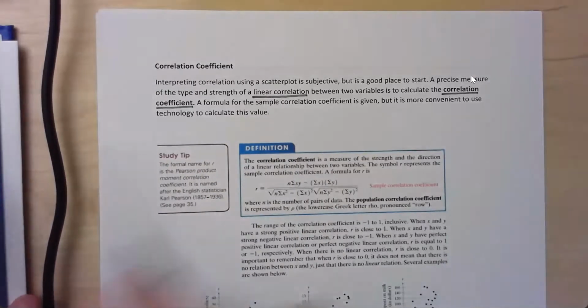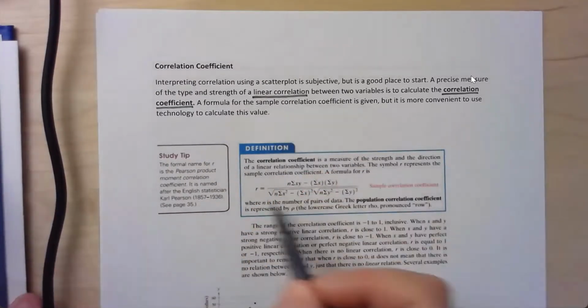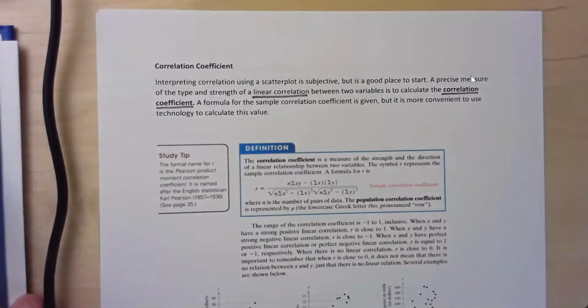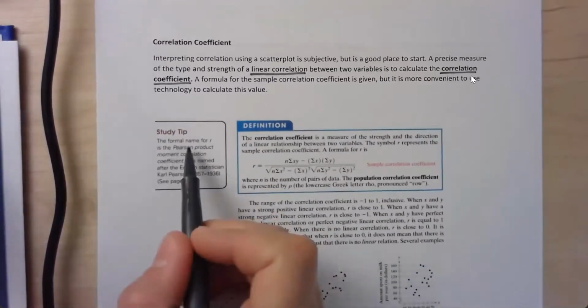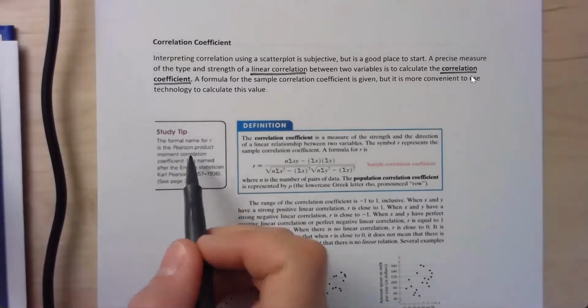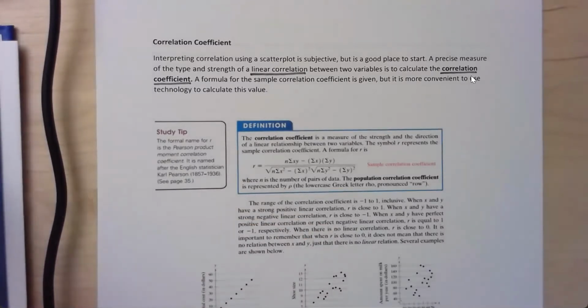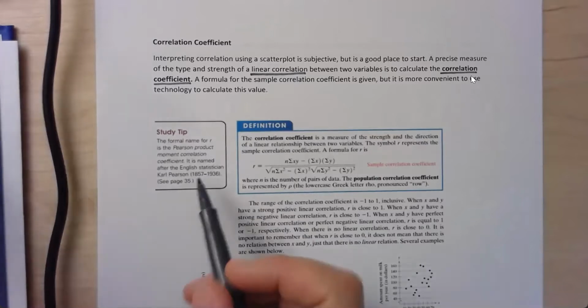A formula for the sample correlation coefficient is given here, but it is definitely more convenient to use technology to calculate this value. So I will do one example by hand just to show you the process, but then I will show you how to use technology here, which is by far the recommended way to do this. This is also called the Pearson product moment correlation coefficient, named for the statistician Carl Pearson. So if you hear the Pearson product correlation, it's not because of our publishing company or the publishing company Pearson, it's based on the statistician.